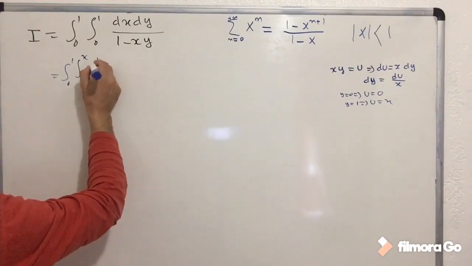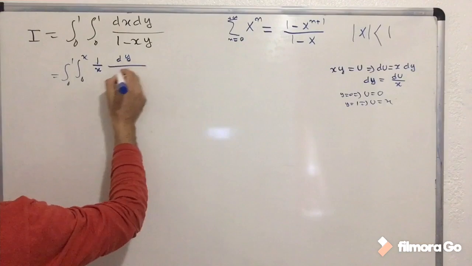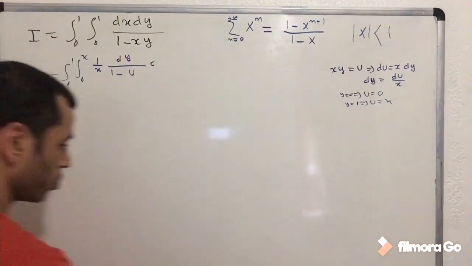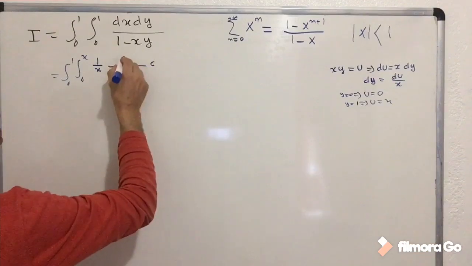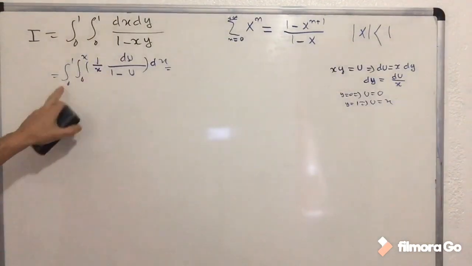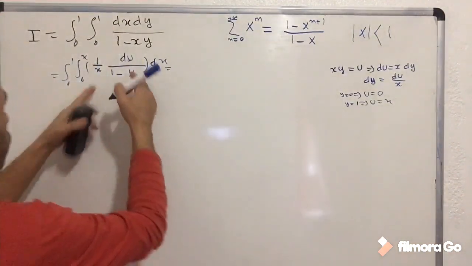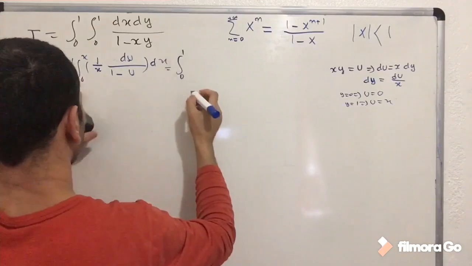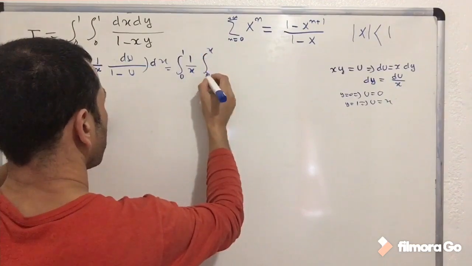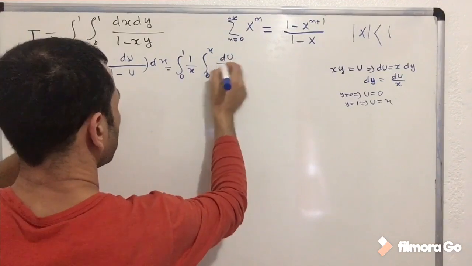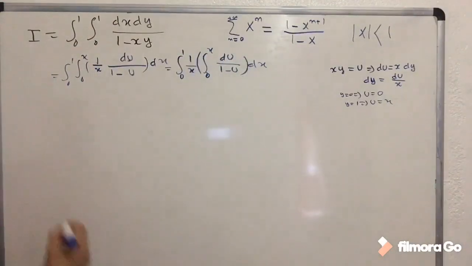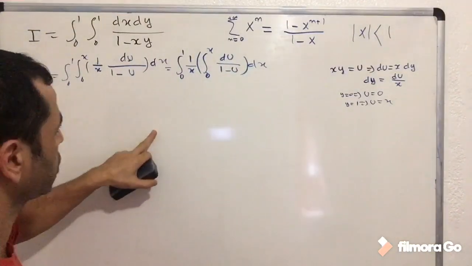dy will be 1 over x times du over 1 minus u. This one changed to du because we are working on du now, with dx outside. We're going to take 1 over x outside because it's a constant in this case for this integral. So our integral becomes the integral from 0 to 1 of 1 over x times the integral from 0 to x of du over 1 minus u, dx. We're going to calculate this integral separately.